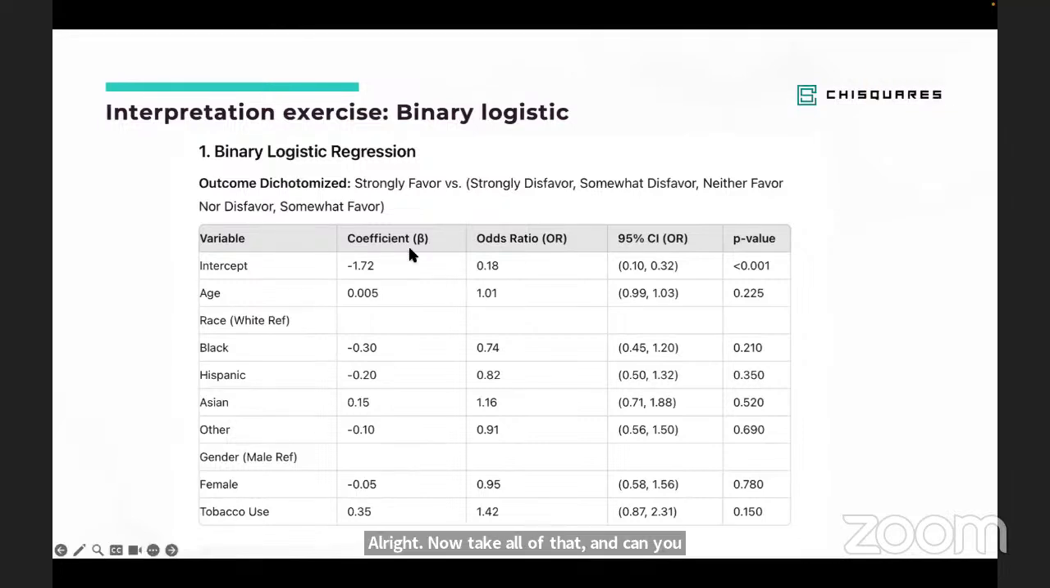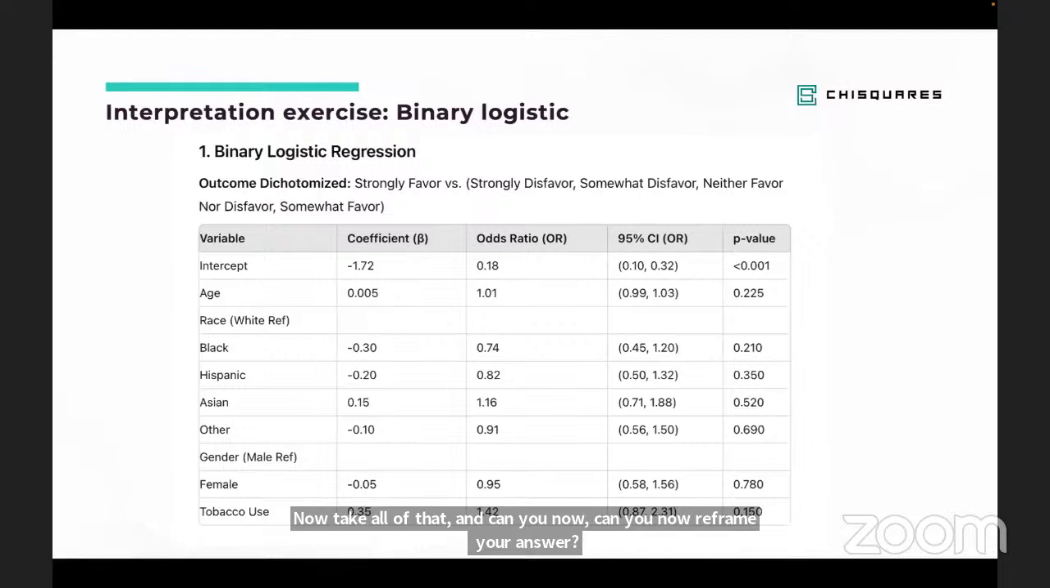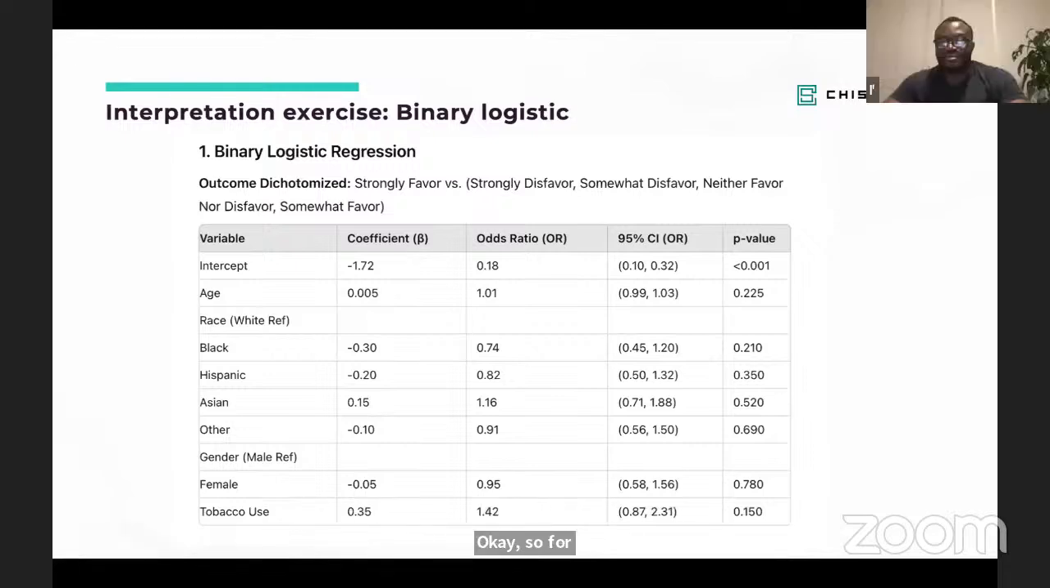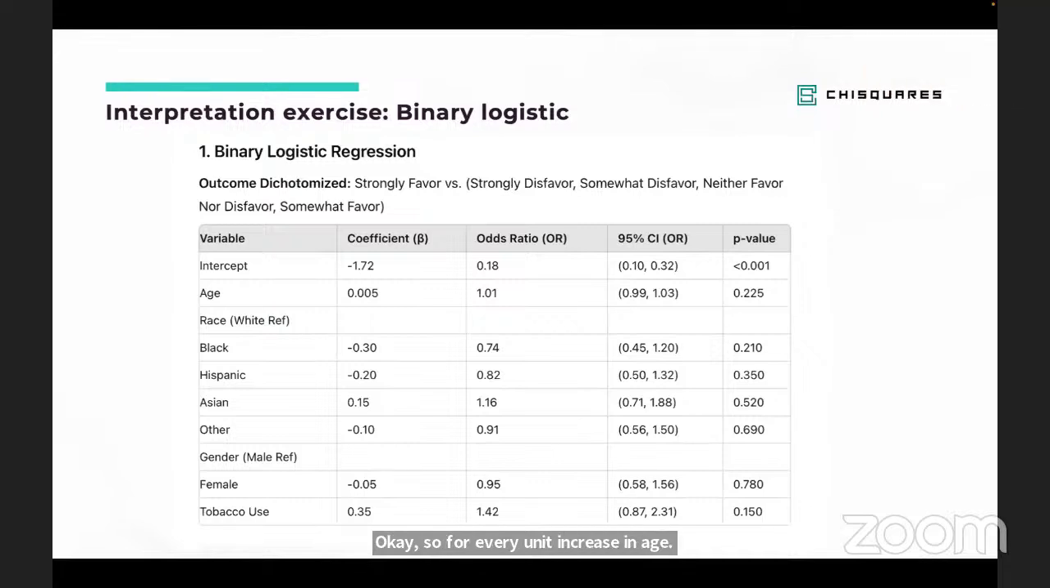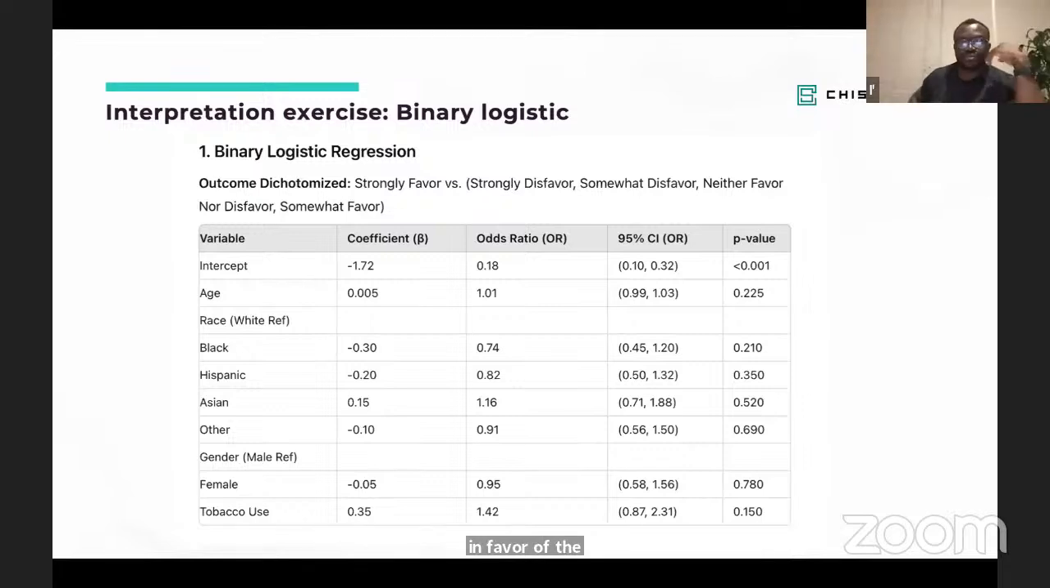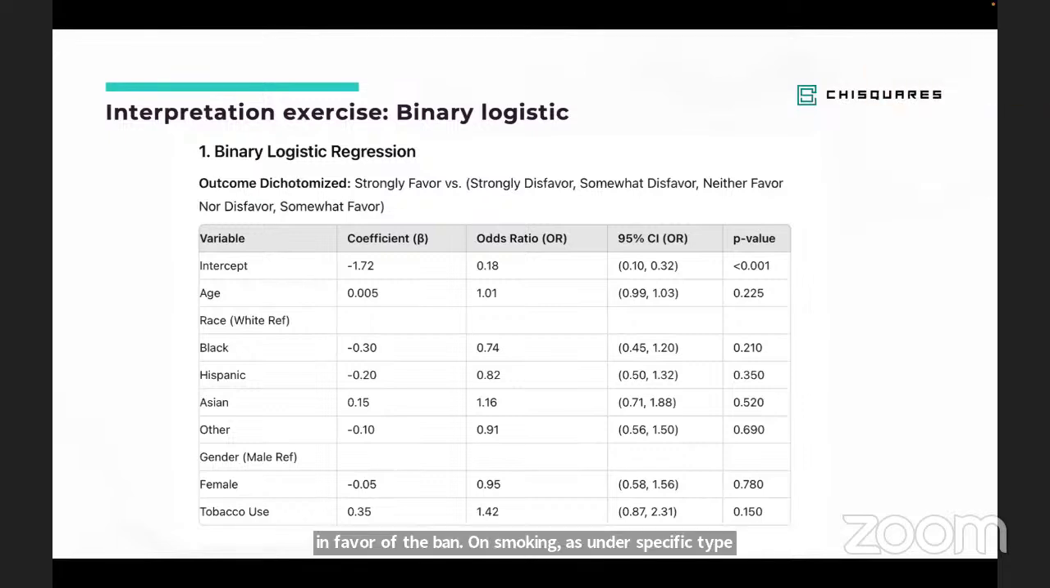Okay, so for every unit increase in age, there was 1% increased odds of being strongly in favor of the ban on smoking, as in the specific type of smoking we are talking about here, compared to not being in favor. But this particular association was not found to be statistically significant.